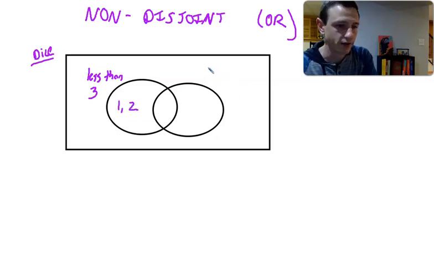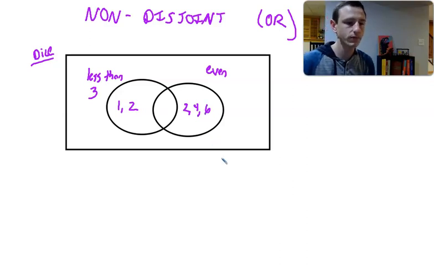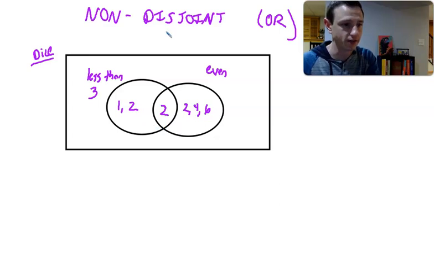Let's call the other event the even numbers on a dice. What are all the even numbers on a dice? 2, 4, and 6. These two events have overlap with the number 2. So the event, the numbers less than 3 on a dice, and the event, even numbers on a dice, there is overlap with the number 2. So these two events are non-disjoint.